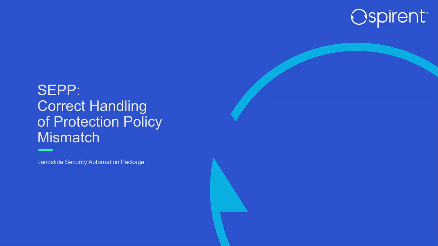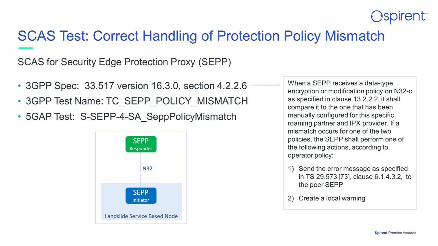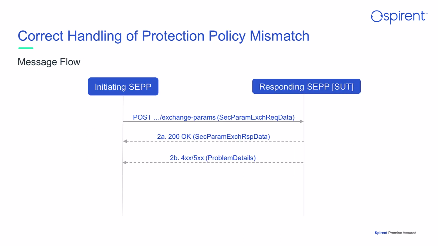This demo will show one of the SCAS security tests included in Spirent Security Automation Test Pack, which is based on the 3GPP SCAS testing methodologies. This test verifies the correct handling of a protection policy mismatch by the SEPP SUT. In this test config, we have an emulated SEPP initiator, and the SEPP responder is the SUT. The emulated SEPP initiator triggers the parameter exchange procedure for protection policy exchange.